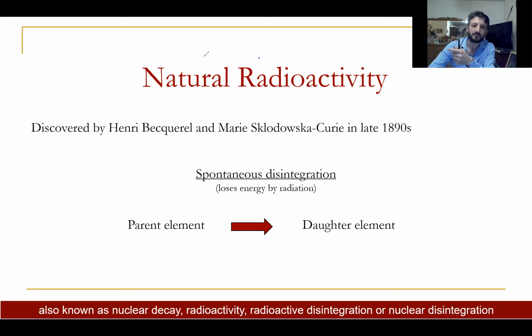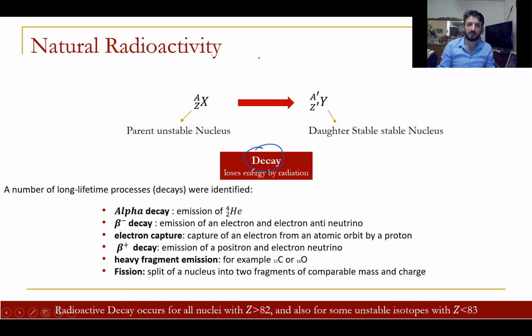Decay means we lose some quantity of energy by radiation. This radiation can be a particle emission, such as alpha, beta plus, beta minus, or neutrino, or it can be an electromagnetic radiation like gamma radiation. Anyway, we talk about each one in the next chapters.